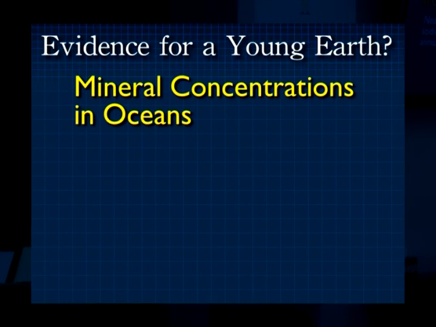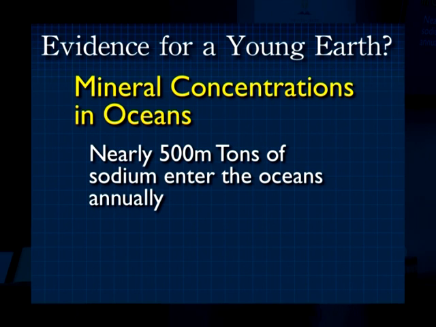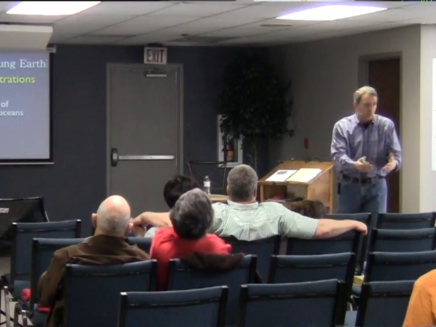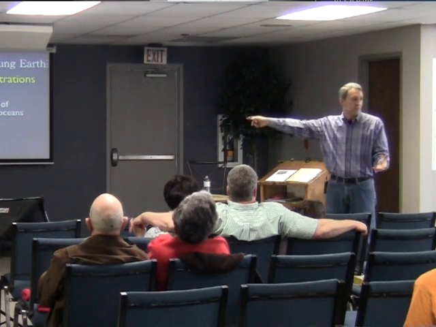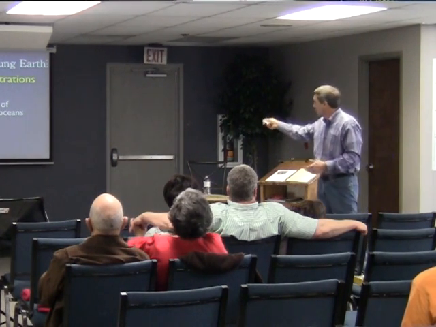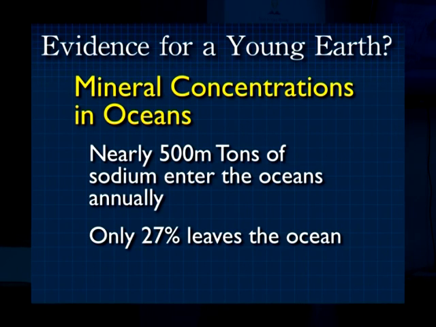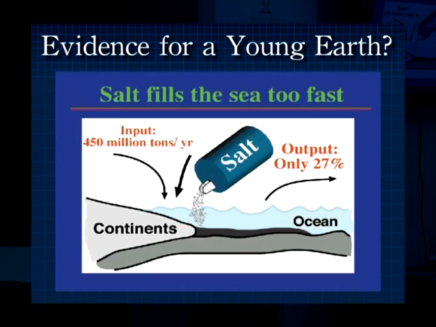How about mineral concentrations in the ocean? There's nearly 500 million tons of sodium entering the oceans every year from the runoff of the Earth through rivers that then empty into the ocean. So they're carrying sediment, they're carrying salts from the Earth, and they're depositing that in the ocean. Why is the ocean salty? Because of this process. And that's a continuing process, so only 27% of the salt that enters the ocean every year is lost through natural processes. So the bulk of the salts that enter the ocean every year are staying there. Well, obviously then the oceans of the Earth are getting saltier every year on a very predictable rate.